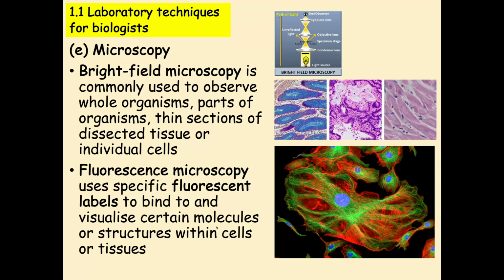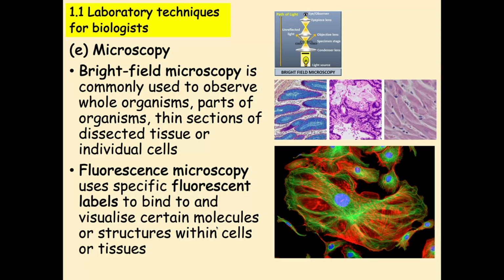Now, usually this is used to observe whole organisms, so maybe some bacterium or some sort of smaller organism, parts of organisms, or thin sections of dissected tissue or individual cells. So those cells of small intestine and kidney and muscle and blood and so on that you might have looked at in class, they will all be part of bright field microscopy, okay? So whole organisms, parts of organisms, or thin sections of dissected tissue or individual cells.